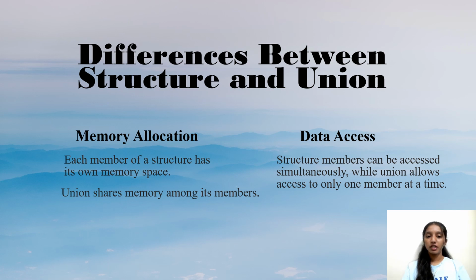Differences between structure and union. There are two differences, that is memory allocation and data access. Each member of a structure has its own memory space and union shares memory among its members. Data access: structure members can be accessed simultaneously while union allows access to only one member at a time.